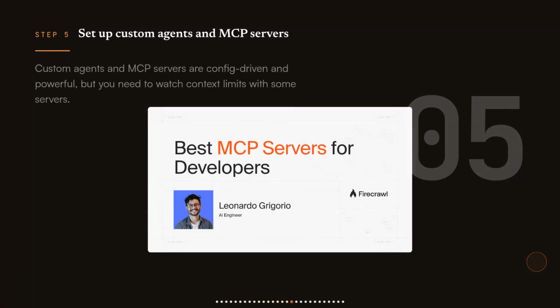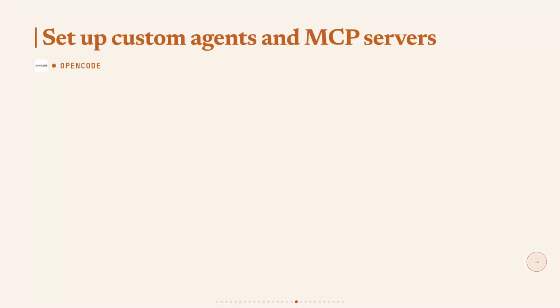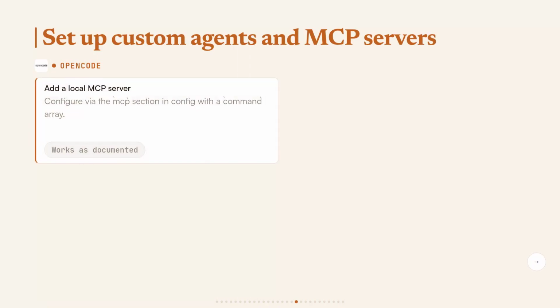Once the basics work, OpenCode lets you extend it with MCP servers and custom agents, both config-driven. A local MCP server gets a command array in your config. Think npx or Docker commands. A remote one just needs a URL. Custom agents get created with OpenCode Agent Create and listed with OpenCode Agent List.